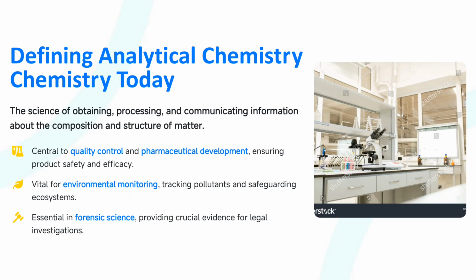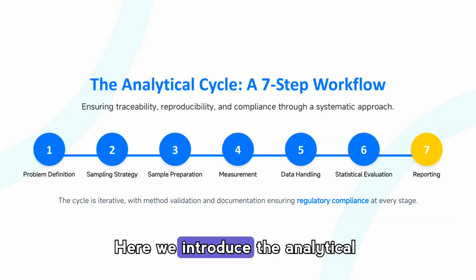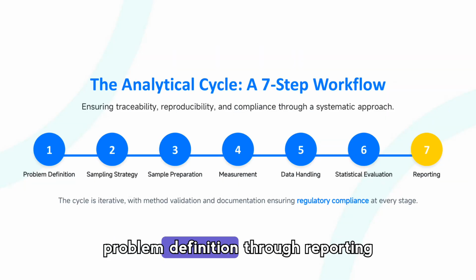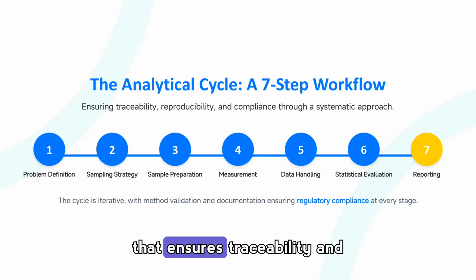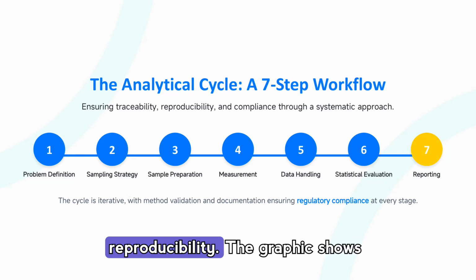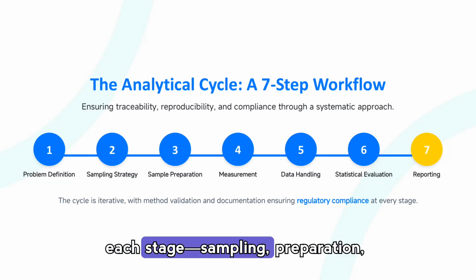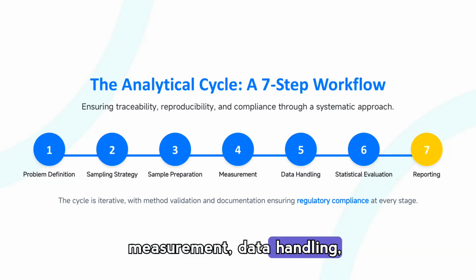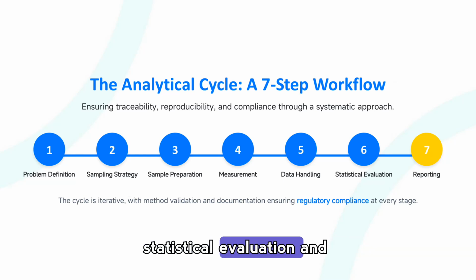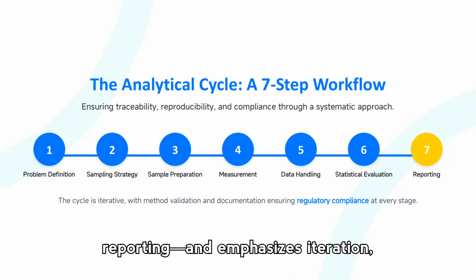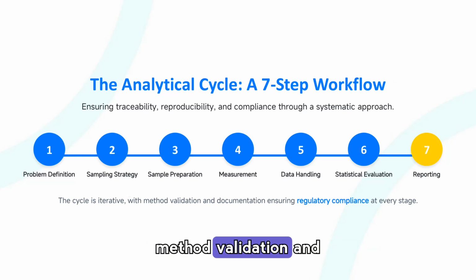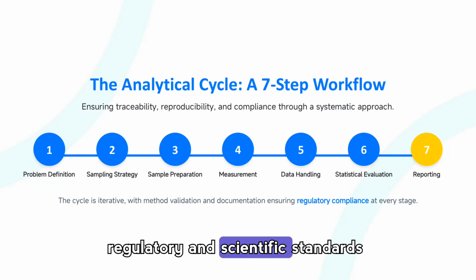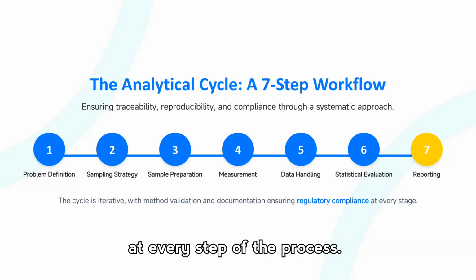ensure reliable, actionable results. Here we introduce the analytical cycle, a 7-step workflow from problem definition through reporting that ensures traceability and reproducibility. The graphic shows each stage: sampling, preparation, measurement, data handling, statistical evaluation, and reporting, and emphasizes iteration, method validation, and documentation, so results meet regulatory and scientific standards at every step of the process.